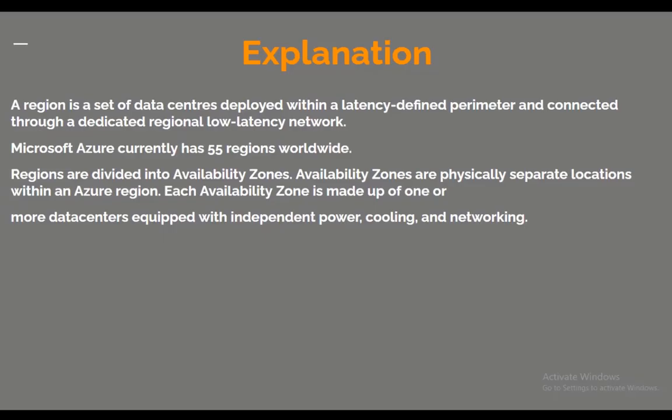A region is a set of data centers deployed within a latency defined perimeter and connected through a dedicated regional low latency network. Microsoft Azure currently has 55 regions worldwide. Regions are divided into availability zones. Availability zones are physically separate locations within an Azure region. Each availability zone is made up of one or more data centers equipped with independent power, cooling, and networking.